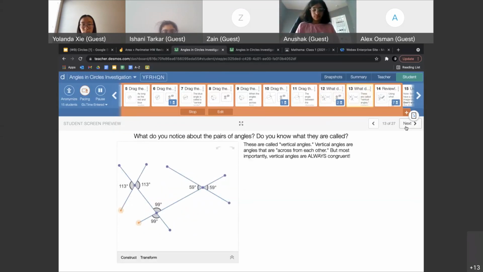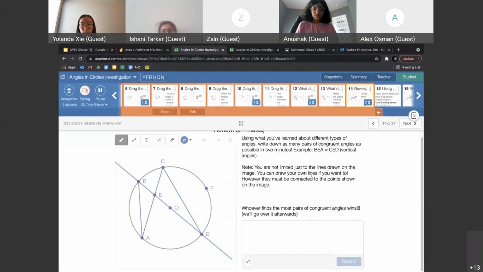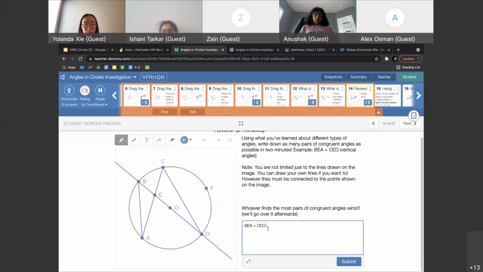Okay, so for the review, using what you've learned about different types of angles, write down as many pairs of congruent angles as possible in 2 minutes. Example, BEA is equal to CED, so vertical angles. You're not limited to just lines drawn on the image. You can draw your own lines if you want to, however, they must be connected to the points shown in the image.